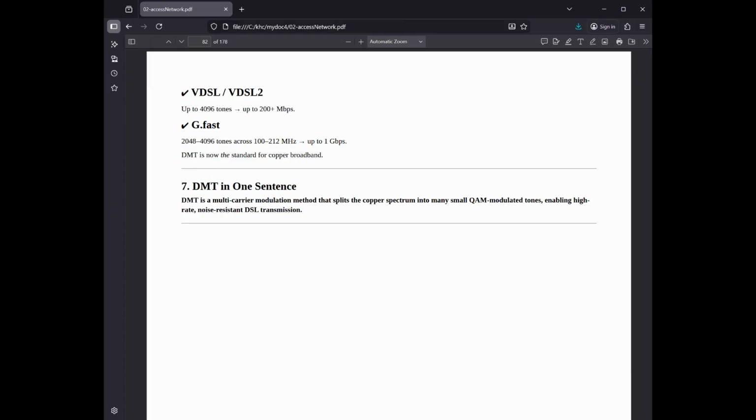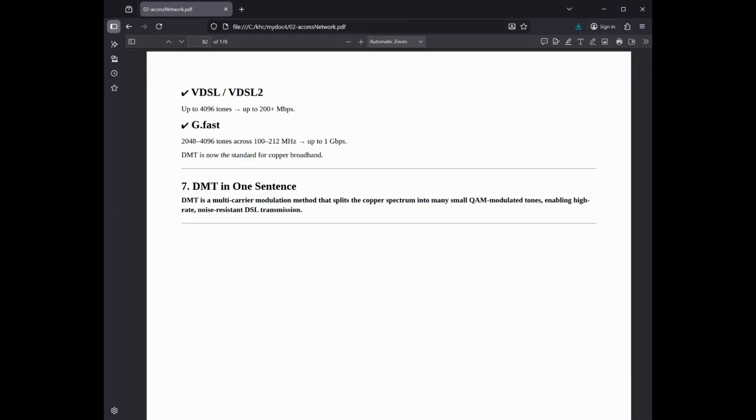VDSL2, used in fiber to the cabinet, FTTC, setups. It uses up to 4096 DMT bins to achieve speeds up to 100 to 300 Mbps. G.fast, the newest evolution, designed for very short copper runs, under 500 meters. It uses a massive DMT range, up to 106 MHz or 212 MHz, to hit speeds of 1 Gbps. 2. Multi-Service Access Nodes, MSAN. As we discussed earlier, the MSAN is the hardware located in the telephone exchange or street cabinet.